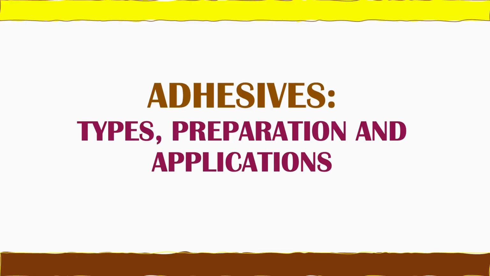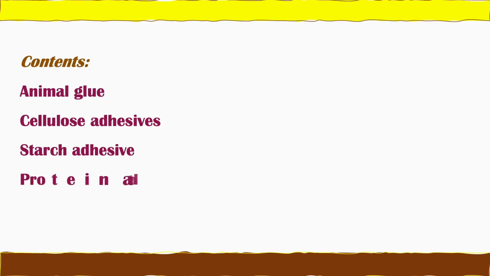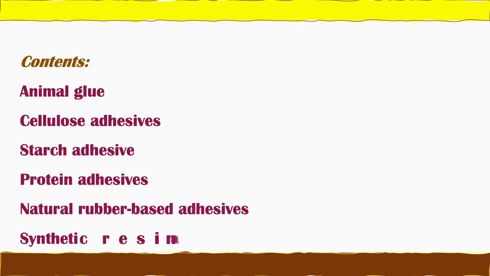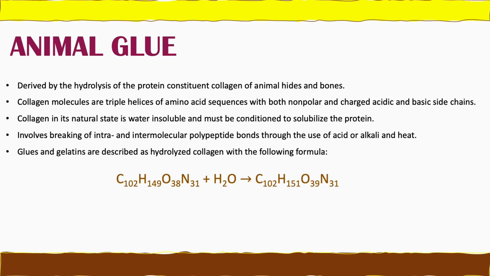So in this section, we will be discussing the different types of adhesives, how they are prepared, and finally we'll be landing up with the various applications of the adhesives. Let's begin. We'll be talking about the different contents in this section, including the animal glue, cellulose adhesives, the starch-based adhesives, the protein adhesives, also covering the natural rubber-based adhesives, synthetic resin adhesives, and the silicate adhesives. So let's begin with the animal glue.